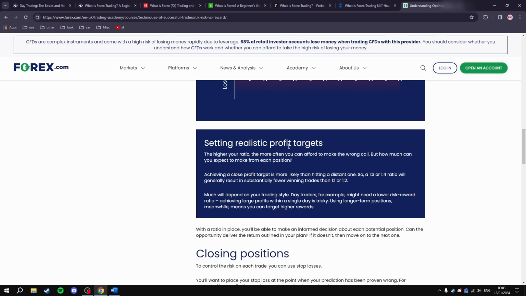Setting realistic profit targets. The higher the ratio, the more often you can afford to make the wrong call. But how much can you expect to make from each position? Achieving a close profit target is more likely than hitting a distant one. So a 1-to-3 or 1-to-4 ratio will generally result in substantially fewer winning trades than a 1-to-1 or 1-to-2.